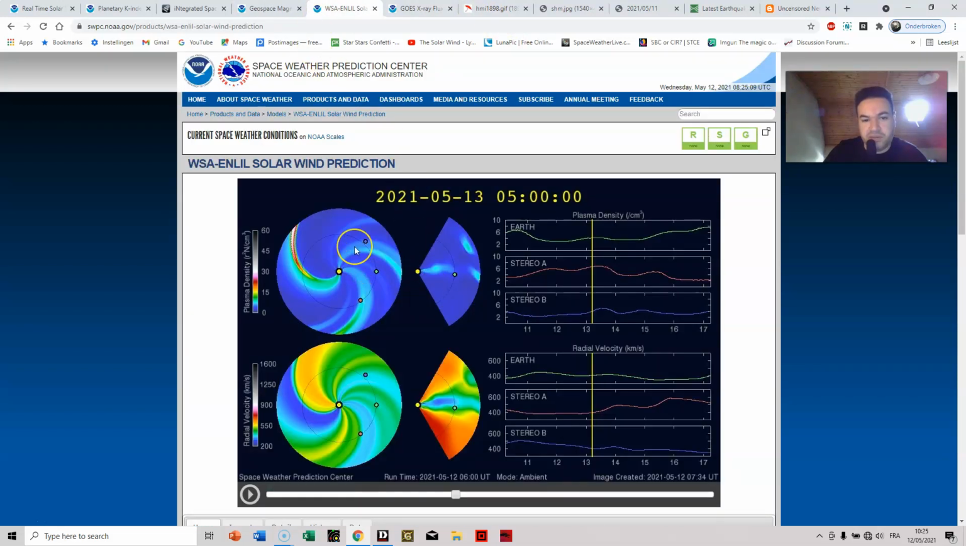On the Enlil spiral, and this is also disappointing, but not surprising, because it's from the Spaceweather Prediction Center, and this is actually really nothing but a joke. I mean, you don't see the impact at all.